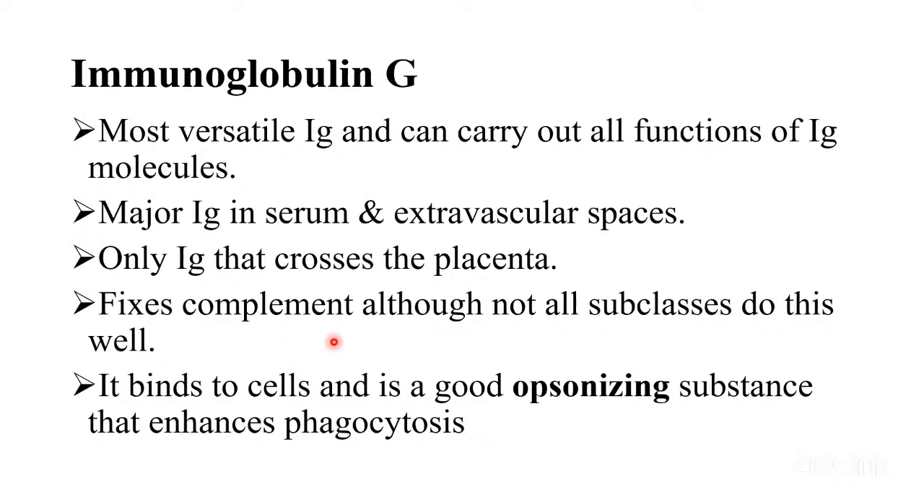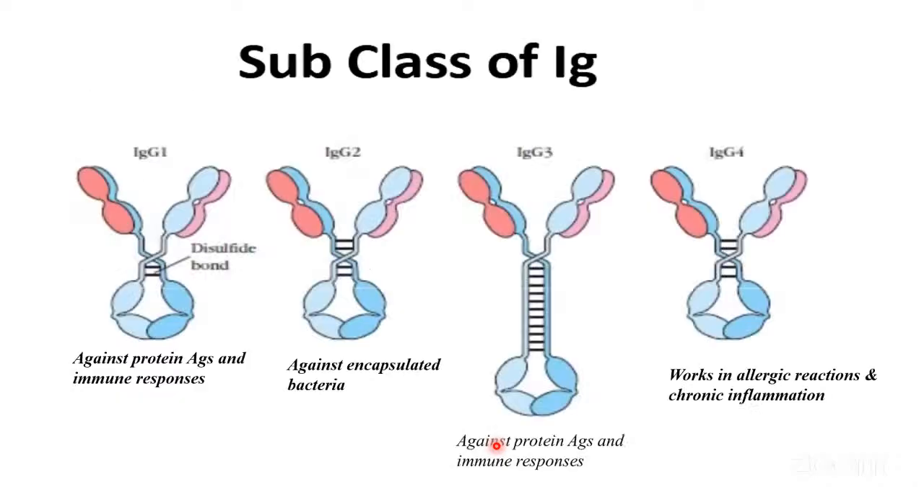So it fixes the complement, although not very well, as compared to IgM, for example, and it binds cells and is a good opsonizing substance that enhances phagocytosis. So opsonization is just coating of antigens, so that now the phagocytes can easily recognize that this is an antigen. It has been coated, it's been identified from self, and then it can be eliminated from the system right away.